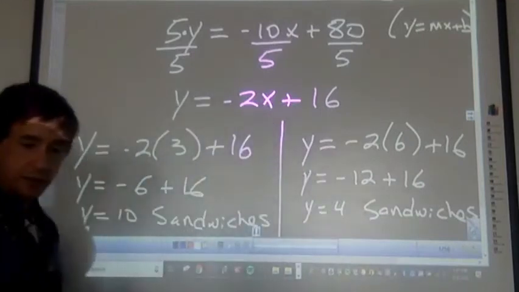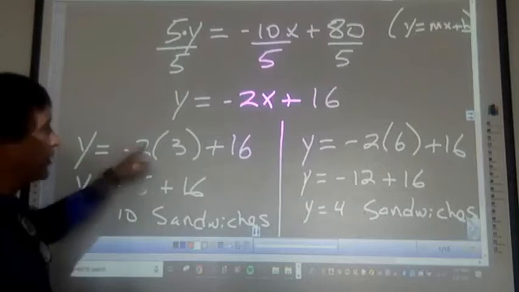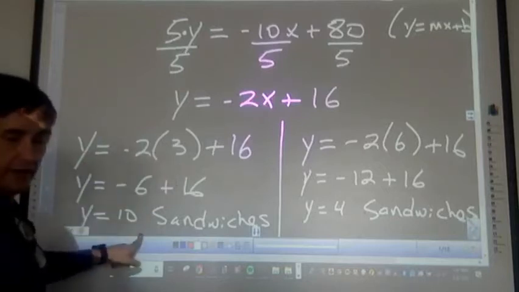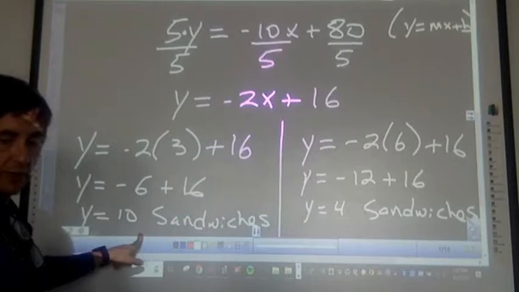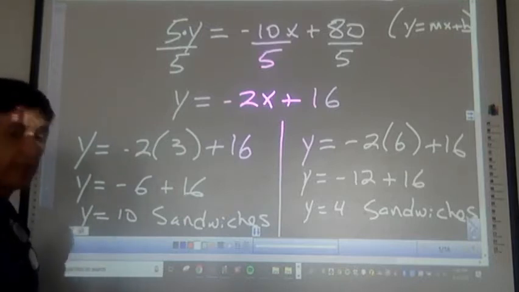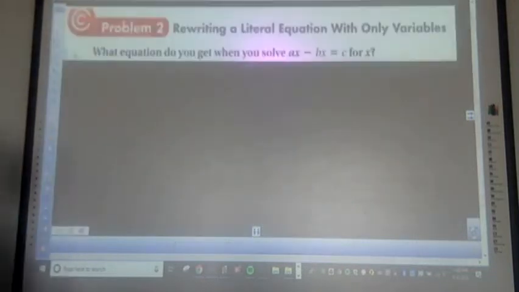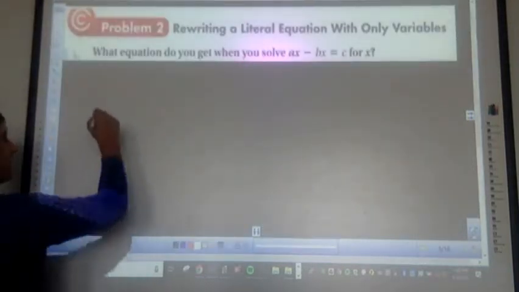So the very first problem in your homework is like this, where you're solving for a variable, plugging stuff in, and seeing what you get for the other variable. So no big deal. Okay? We good on that one? Nod your head. Yes. Good, good. All right. So write this one down.